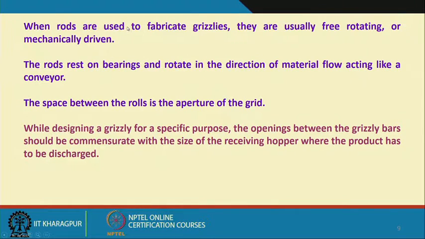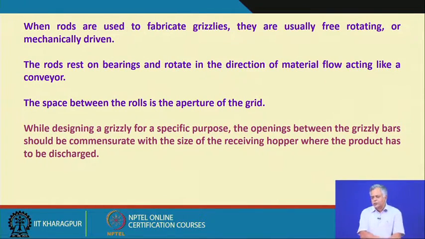When rods are used, it is not always required that you use steel rails for making the grizzlies. You can use rods to fabricate grizzlies, and they are usually free rotating type. That means they are hinged on two ends in such a manner that when the material starts flowing, the rods start rotating, and that will enhance the flowability of the particles.